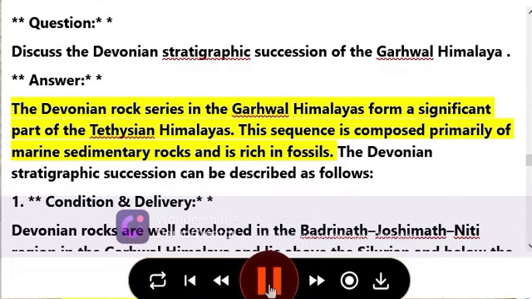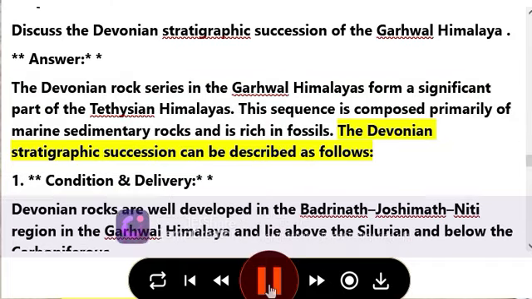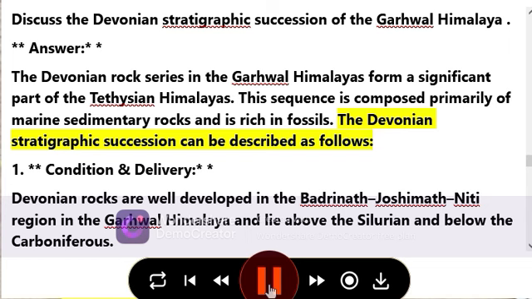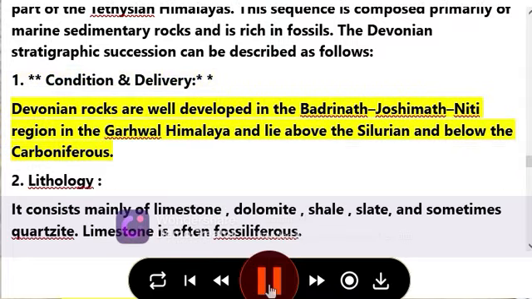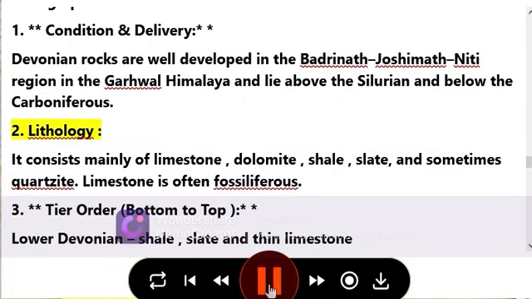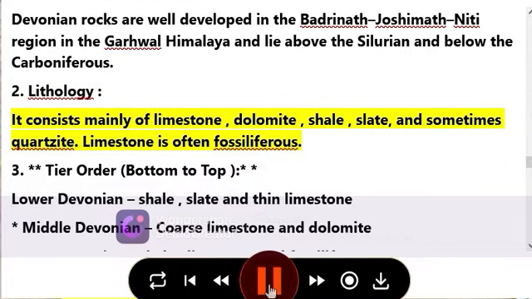Question. Discuss the Devonian stratigraphic succession of the Garhwal Himalaya. Answer. The Devonian rock series in the Garhwal Himalayas form a significant part of the Tethyan Himalayas. This sequence is composed primarily of marine sedimentary rocks and is rich in fossils. The Devonian stratigraphic succession can be described as follows. 1. Distribution. Devonian rocks are well developed in the Badrinath, Joshimath, Niti region in the Garhwal Himalaya and lie above the Silurian and below the Carboniferous.